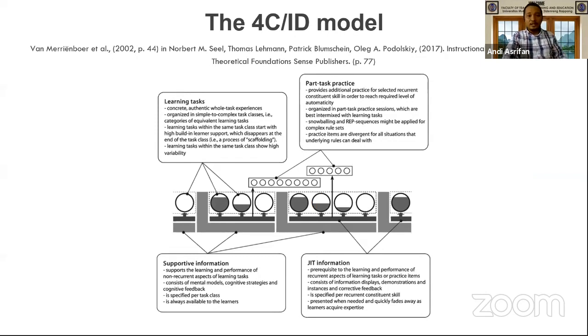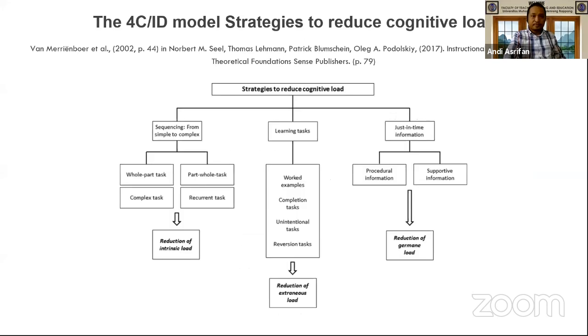The next model is the 4C/ID model. The 4C/ID here starts from the learning tasks, part-task practice, supportive information, and just-in-time information. The strategy is to reduce cognitive load, sequencing from simple to complex, and then learning tasks, and then just-in-time information. I will skip some of the models because I think we have limited time.